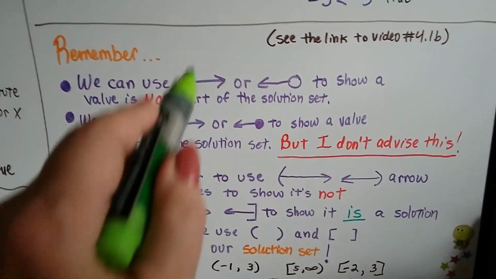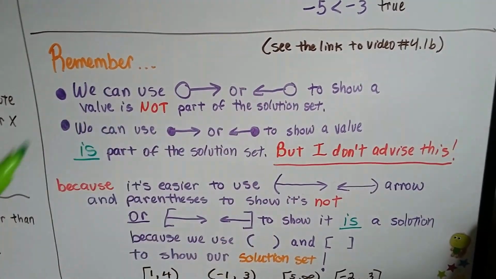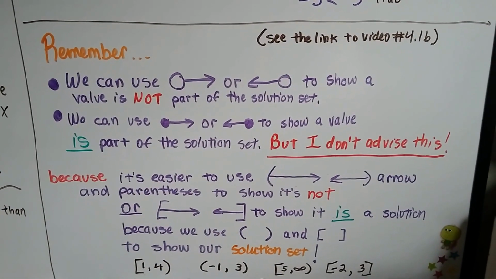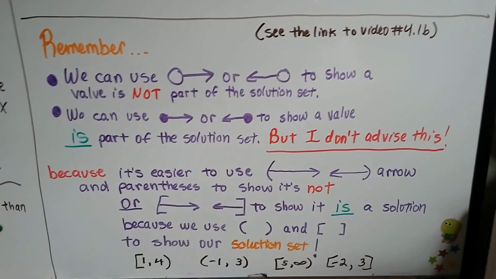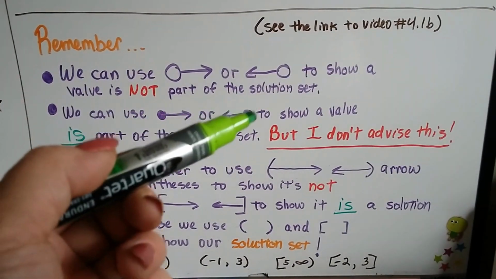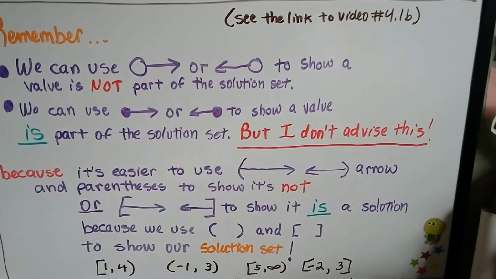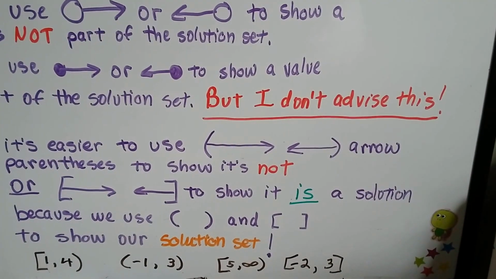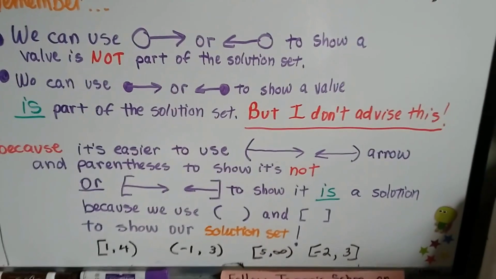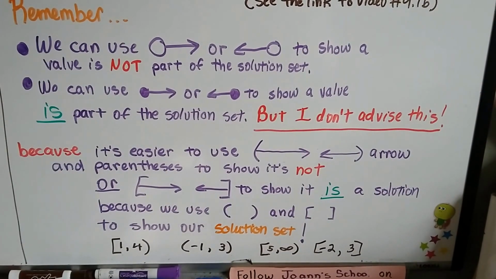So we can use an open circle and an arrow going to the right and an open circle and an arrow going to the left to show a value is not part of the solution set. And you're probably being taught that in middle school. And we can use the filled in dot going to the right and the filled in dot going to the left to show a value is part of the solution set. But I don't advise this at all. This is going to confuse you and make it harder on you and give you more to remember.